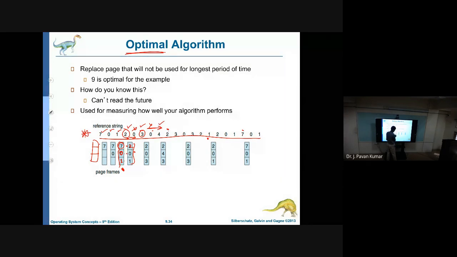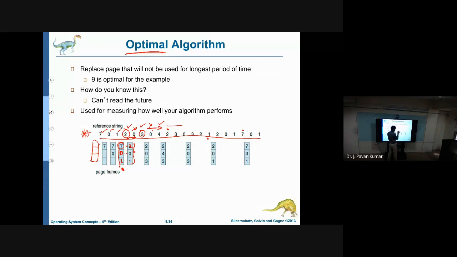In this particular 4, how can we replace? Again we have to see the future. That means 2 we are referring immediately after 4. 3 we are referring after 4 immediately. So 3 is the one which we will be referring at last. Sorry, 0 is the one which we will be referring at last. So 0 we will choose to replace. So now the contents are 2, 4, 3. Now 2 means there is no page fault. 3 means no page fault.